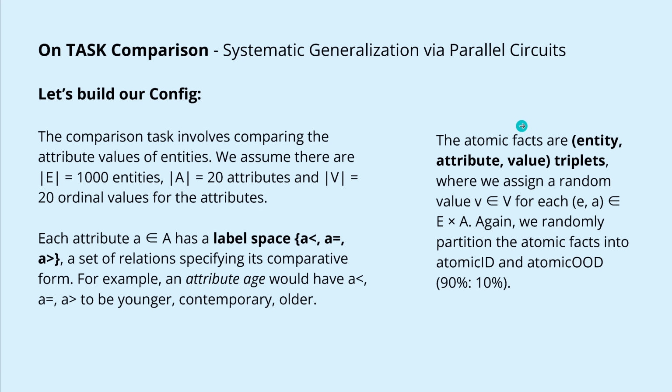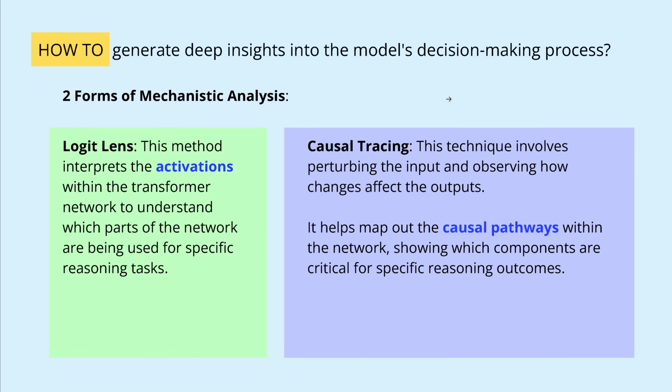Now you remember part 2, I showed you the atomic facts and the inferred facts. So the atomic facts here are again our triplets. The triplets are entity, attribute, and value, where we assign a random value for each entity and for each attribute. And again, we randomly partition the atomic facts into atomic in-distribution and atomic out-of-distribution in the ratio 9:1. Great. Now, you remember we used 2 specific tools to probe each and every layer of our transformer architecture. And it was, as I've shown you in detail in video number 2, logit lens and causal tracing. With logit lens, we interpret the activation within the transformer network, and causal tracing helped us to map out the causal pathways within the network, to see which components are critical for specific reasoning paths and outcomes.